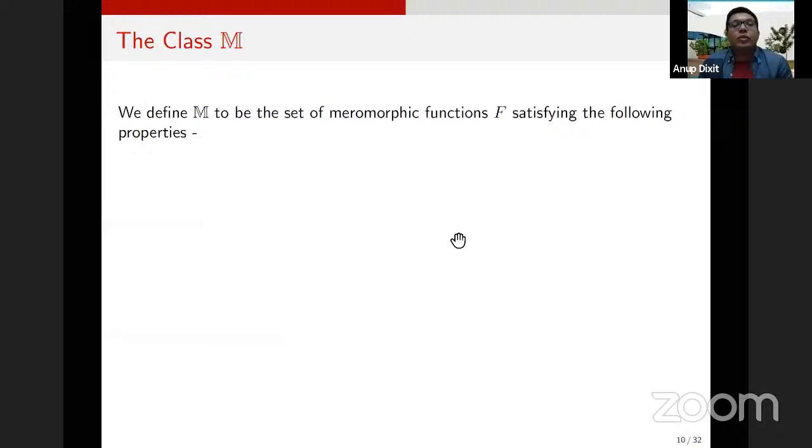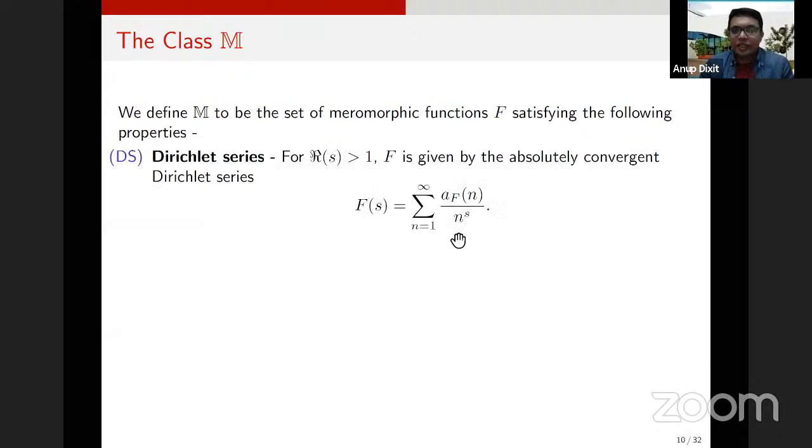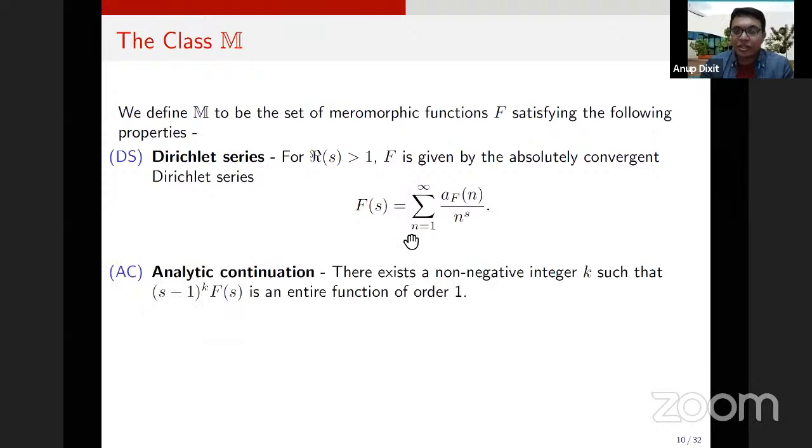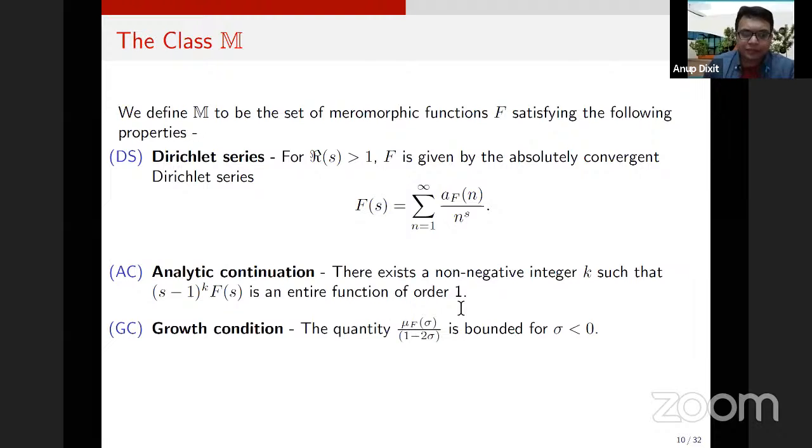Now we introduce this new class M, which has the following properties. It has a Dirichlet series. It has an analytic continuation, except for a possible pole at s equals 1. And here we also enforce the condition that it has to have complex root order 1, because in the Selberg class we already got this because of the functional equation, but here we have to enforce that.